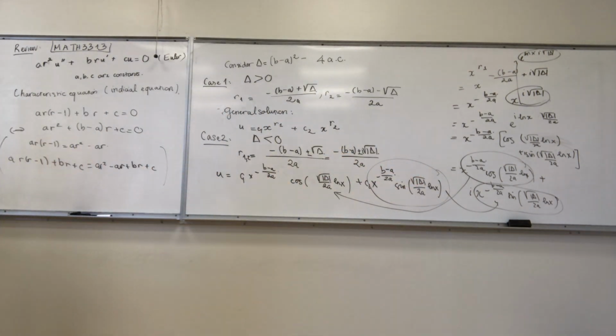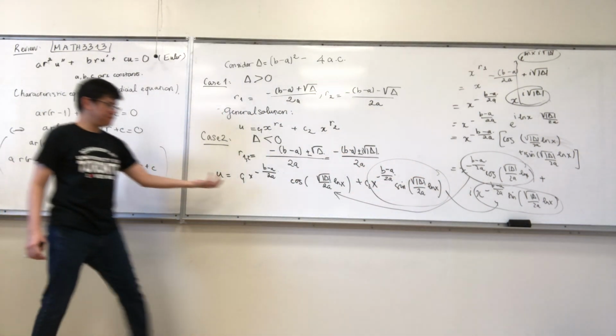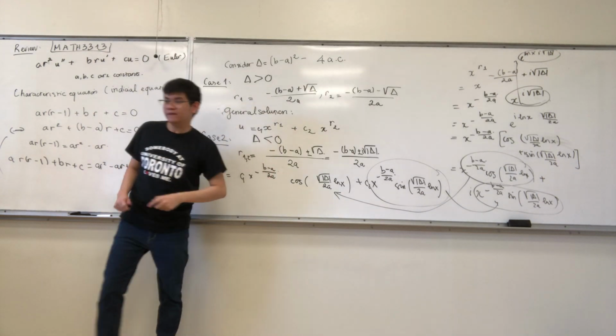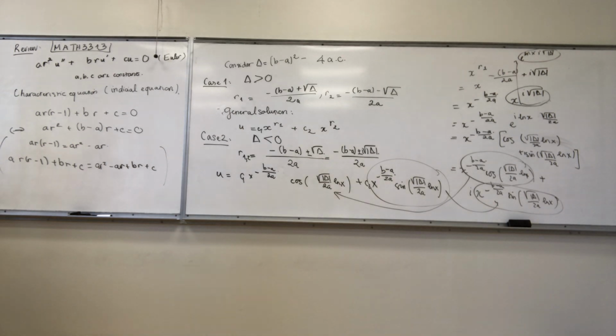So this is why here you have this x to the power of minus something, and in the previous example you don't have it. Question? Is it clear?